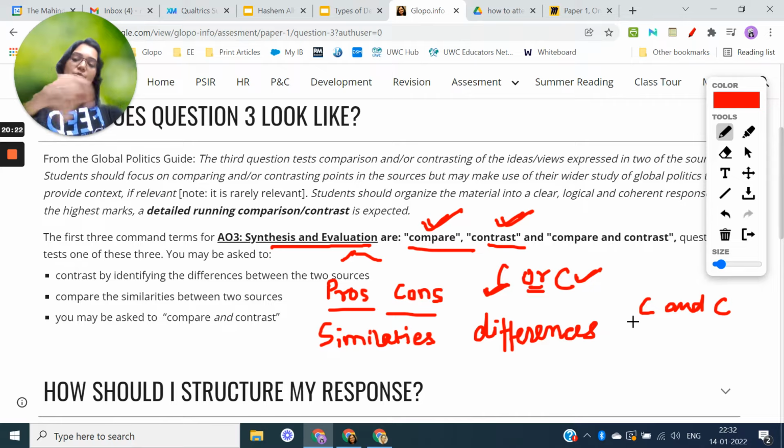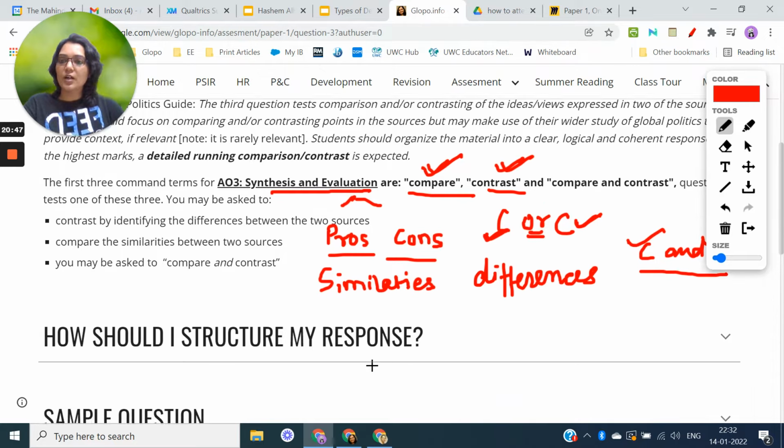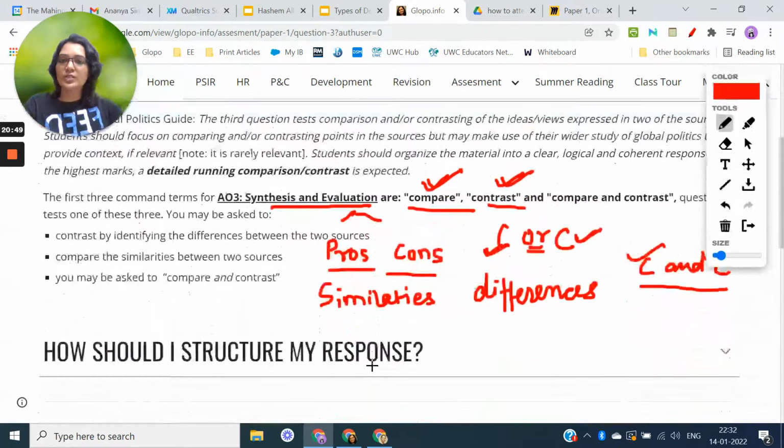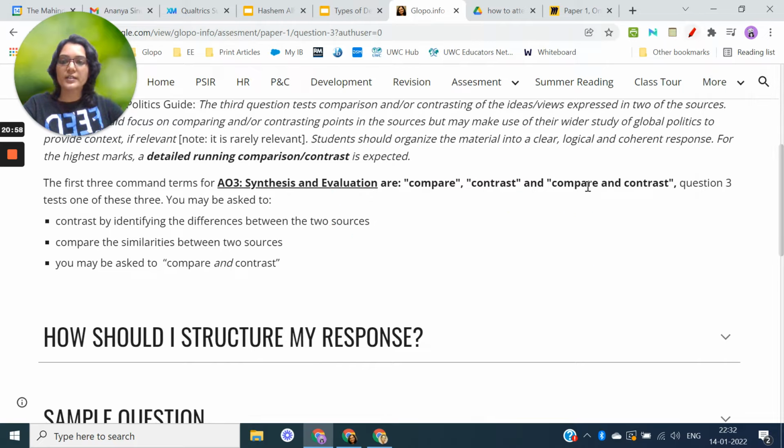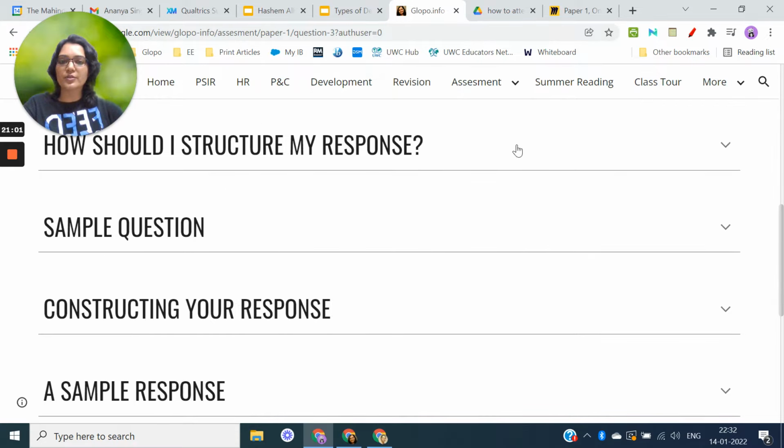Okay, a few of my students have fallen into this trap, and deliberately during their mock exams or the summative assessments, I design the paper accordingly so that they practice more often, right? So compare and contrast, that means you would be including both similarities and differences. Fair enough. And all right, so this is all about how this question would look. This would be asking about the synthesis, evaluation, compare and contrast. I move further, and how should I structure my response?